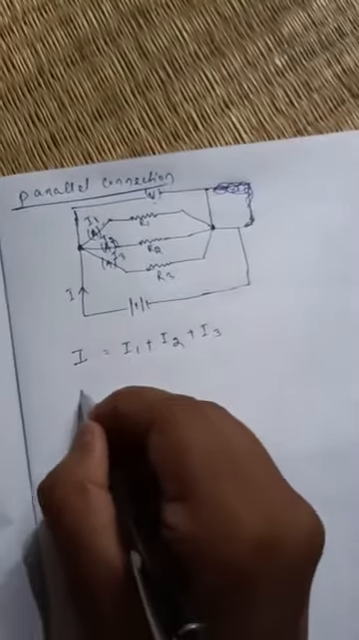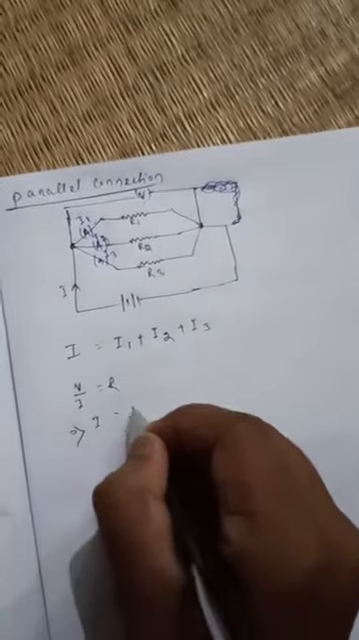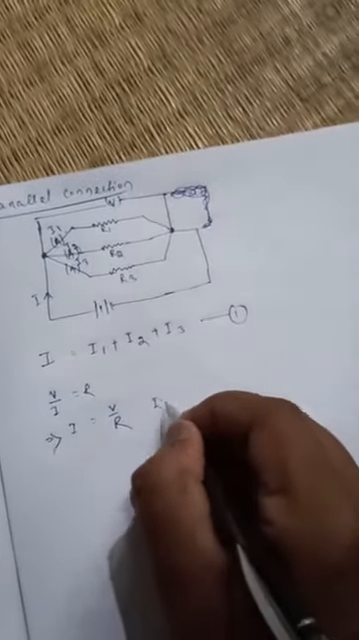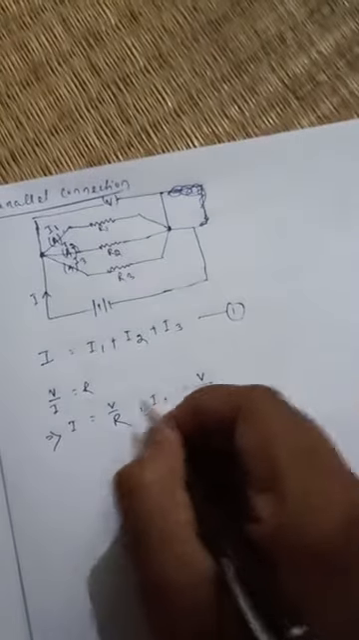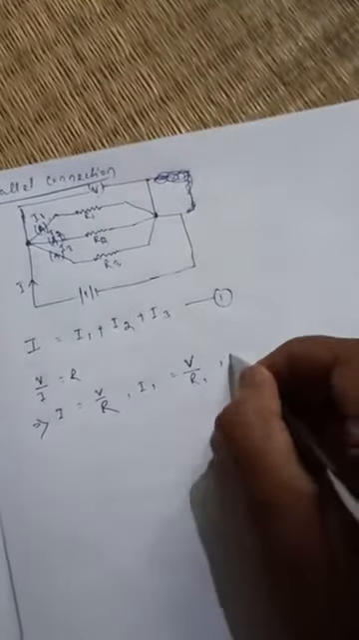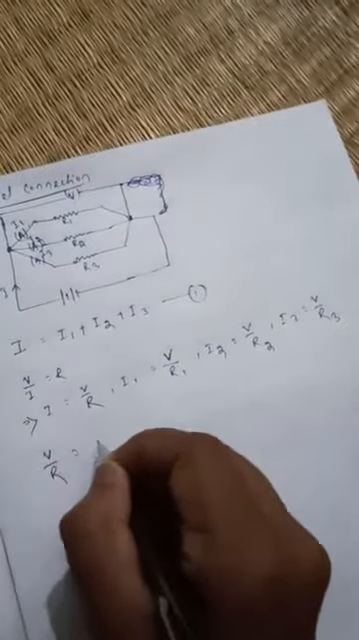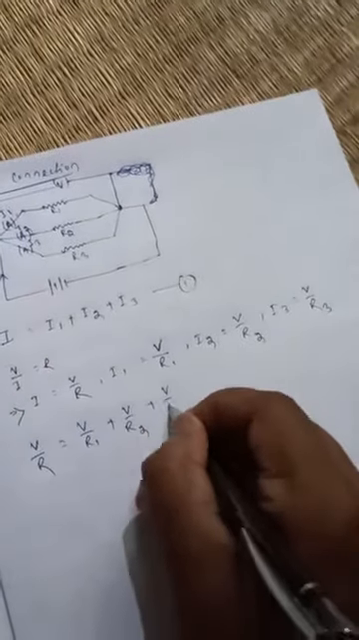Similarly, from the formula we know that V by I equals R, which implies I equals V by R. Putting these values, I1 becomes V by R1, because V is constant but resistance is different. Similarly, I2 equals V by R2, and I3 equals V by R3. Putting all these in equation 1, we get V by R equals V by R1 plus V by R2 plus V by R3.